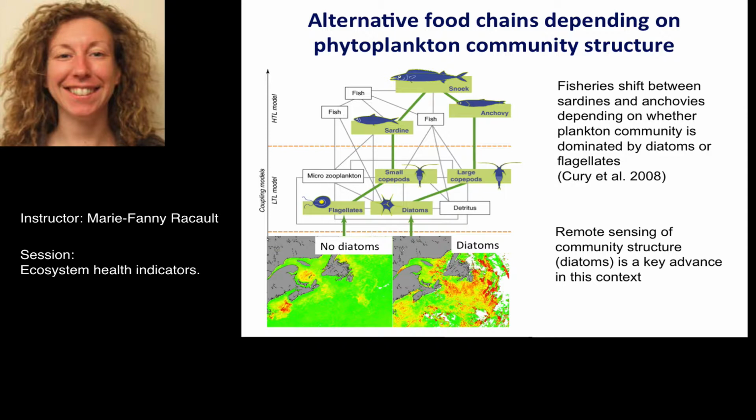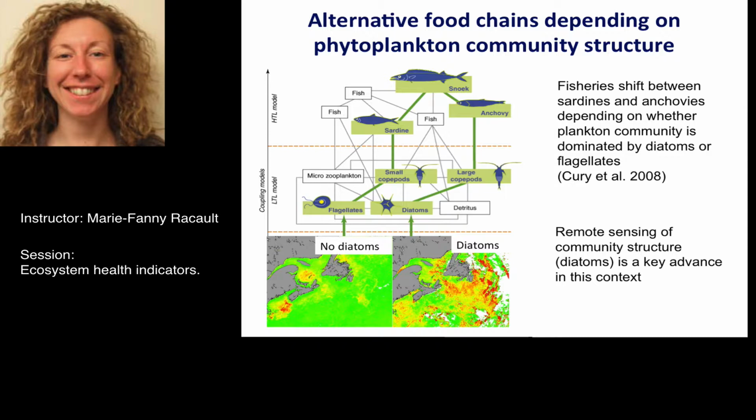Pico phytoplankton play an important role in recycled production. They are generally found, as we can see on this slide, more in the tropics and the subtropics actually. And diazotrophs, for instance Synechococcus-like cyanobacteria, will play an important role in the nitrogen cycle.